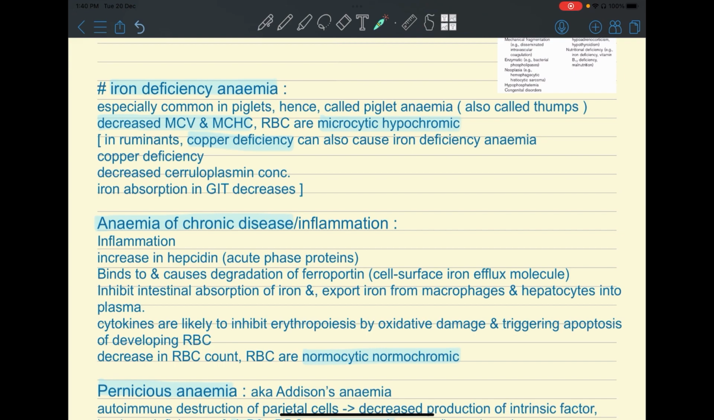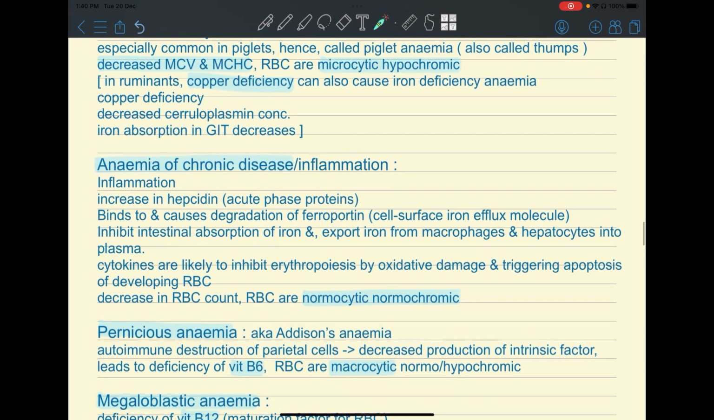It will inhibit export of iron from macrophages and hepatocytes into the plasma. Cytokines are also likely to inhibit erythropoiesis by oxidative damage and triggering apoptosis of developing RBC. So in case of anemia of chronic disease, the RBC are normocytic and normochromic because there's decreased erythropoiesis. Okay.